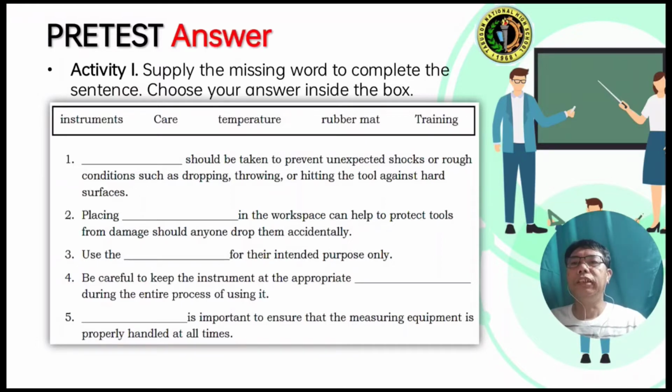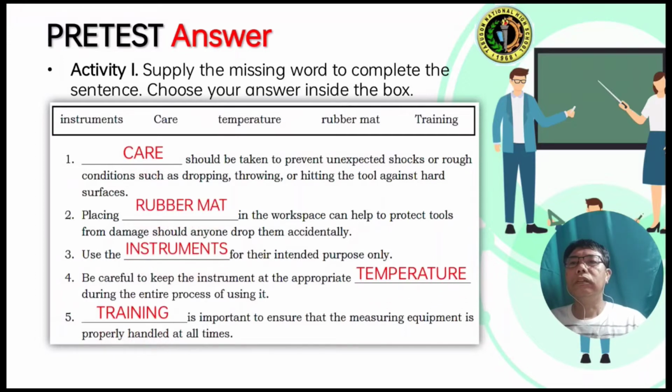Okay, for the answers of activity number 1. Item number 1, care. Number 2, rubber mat. Number 3, instruments. Number 4, temperature. Number 5, training. Okay, who got the correct answer?